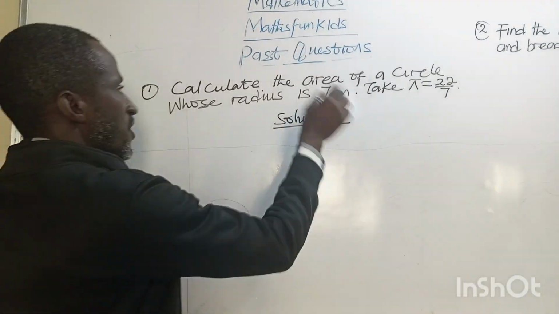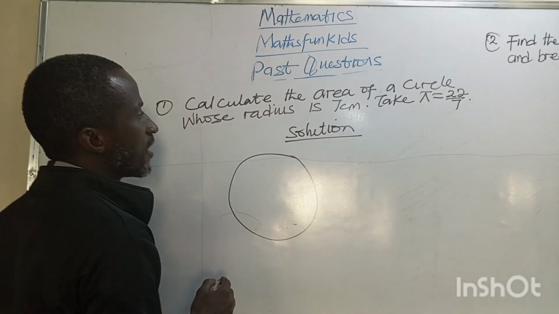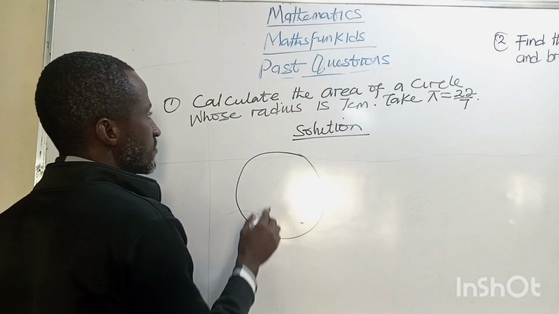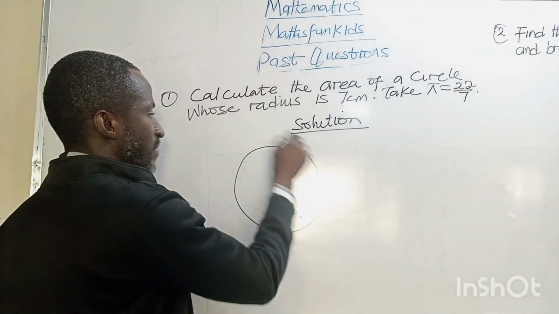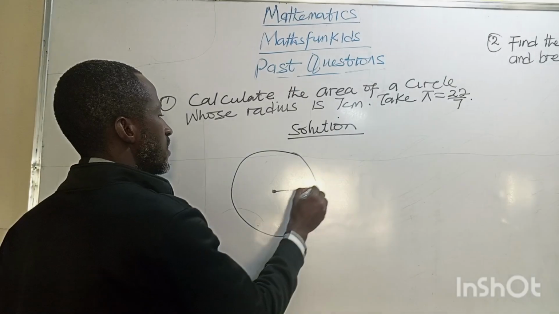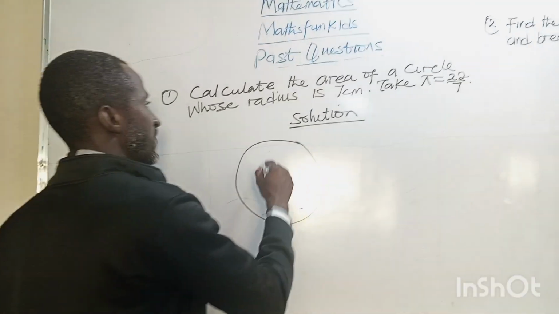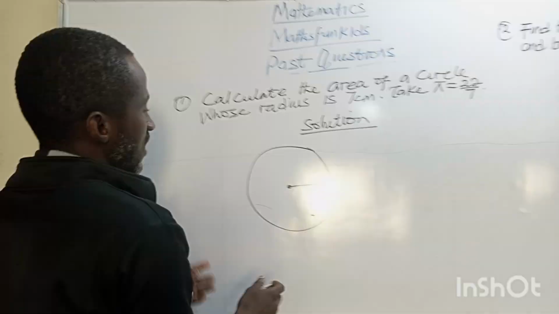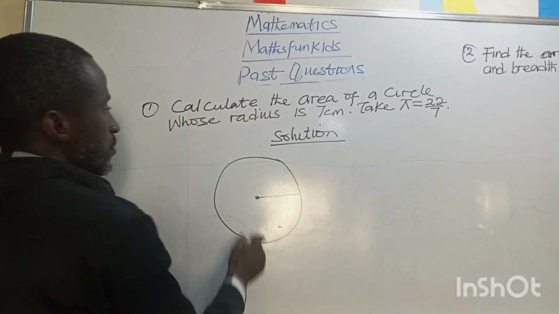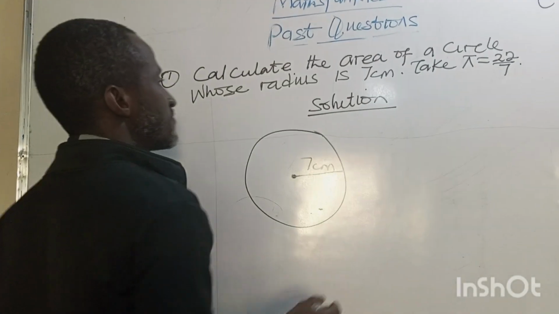The first question is talking about a circle. Okay, the radius is a line from the center of a circle to any part of the circumference. You can say that it divides the circle. So this side is 7 cm.